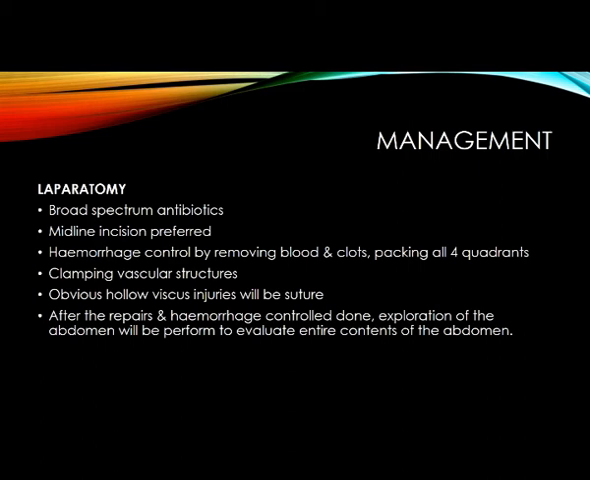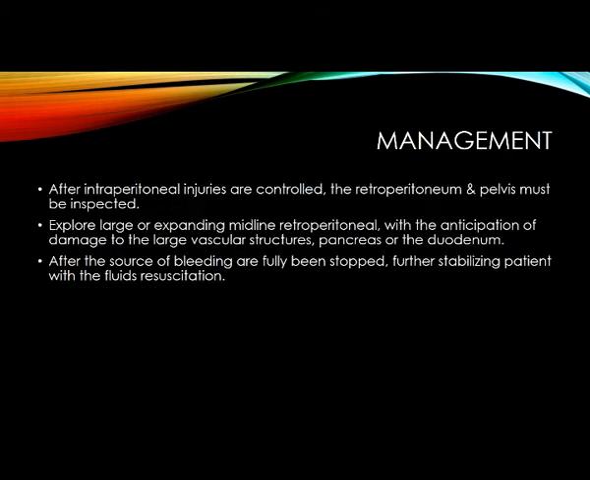Midline incision is preferred. Hemorrhage control is done by removing the blood and clots, packing all 4 quadrants, and clamping the vascular structures. Obvious hollow viscous injury will be sutured. After the repairs and hemorrhage control are done, exploration of the abdomen will be performed to evaluate the entire contents of the abdominal region.